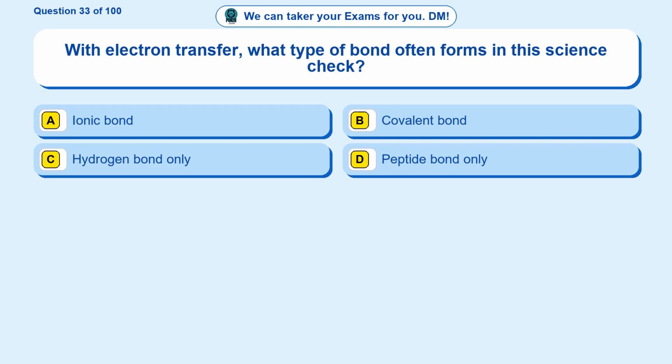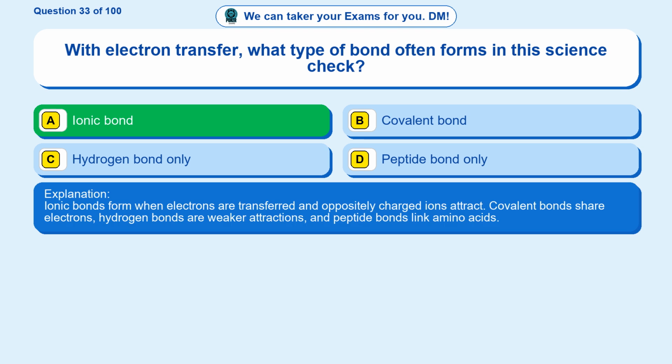Question 33. With electron transfer, what type of bond often forms in the science check? Option A, ionic bond. Option B, covalent bond. Option C, hydrogen bond only. Option D, peptide bond only. The correct answer is option A, ionic bond.